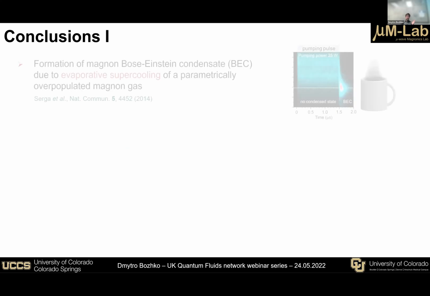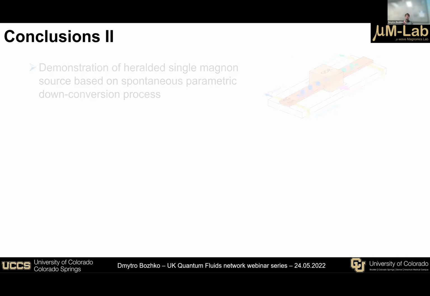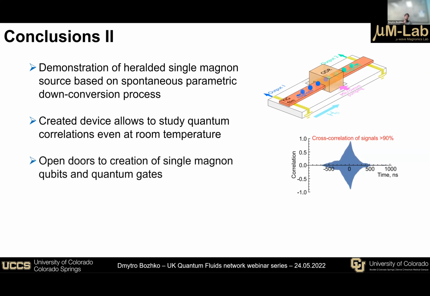Well, with this, I would like to conclude my talk. So, the conclusions: we can create a magnon Bose-Einstein condensate even at room temperature. We can generate excitations of this condensate, supercurrents and second sound. And I hope I demonstrated to you the concept of the heralded single magnon source, which I believe is the good way to go with quantum magnonics.